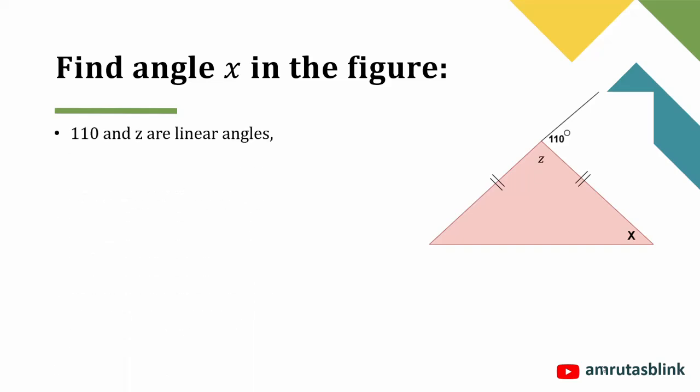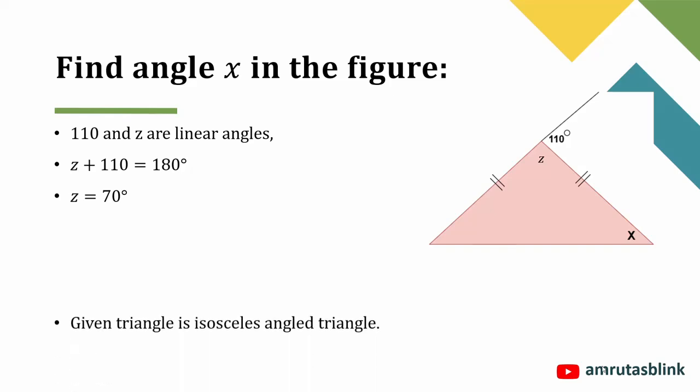Now, in this figure, 110 degree is an exterior angle. So, let us say respective interior angle is Z. So, 110 degree and Z will be a linear angle. So, Z plus 110 degree is equal to 180 degree, and hence Z is equal to 70 degree. So, the apex angle of the triangle is 70 degree.